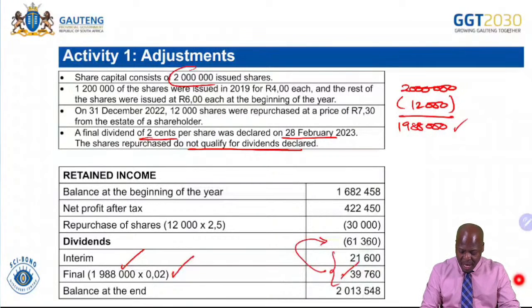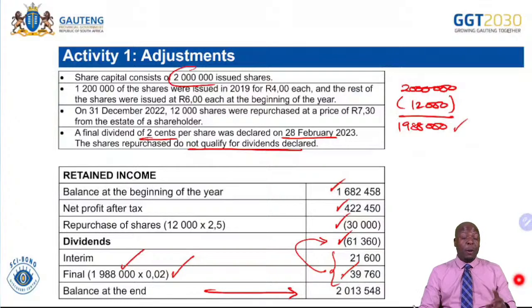And then we add these two to give us the 61,360. Once we do that, then we can now say our balance at the beginning plus the net profit after tax minus the repurchase of shares minus the dividends, then we get the balance at the end. In this case, we have completed question 1 of the Free State 2023 prelim paper.